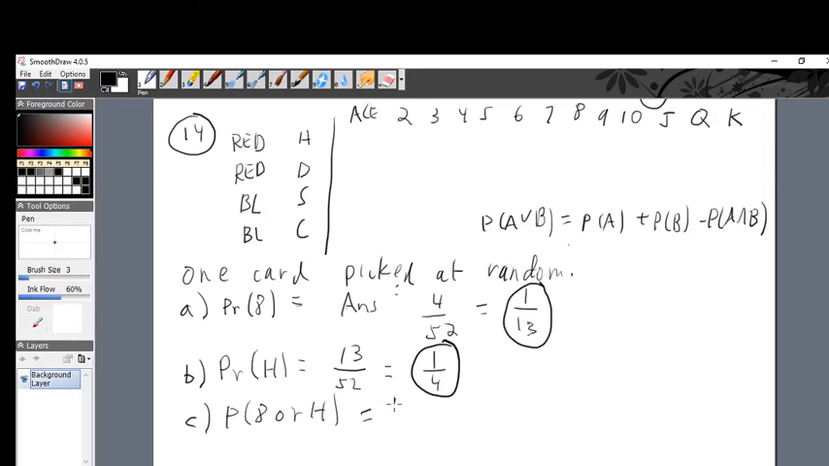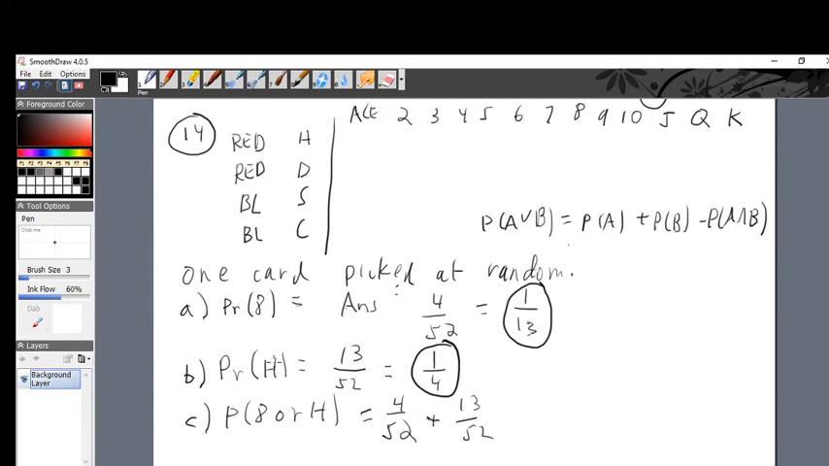We've had this during the semester. What's 8? 4 out of 52. Let's keep the original denominator. When you're working something like this out, go back to the original denominator. Don't work with the reduced fractions. 4 out of 52, plus how many? We'll call the 8 A and the hearts B. P of A is 4 out of 52. What is P of B? It is 13 out of 52. Now, you have to subtract P of A intersect B.